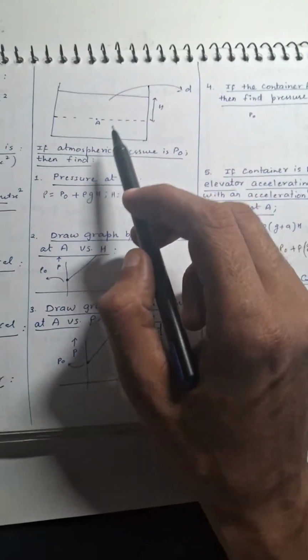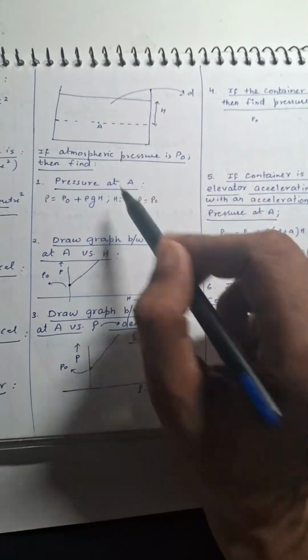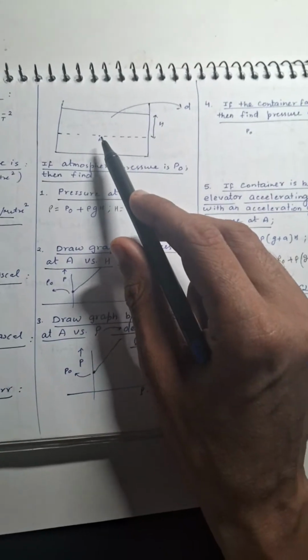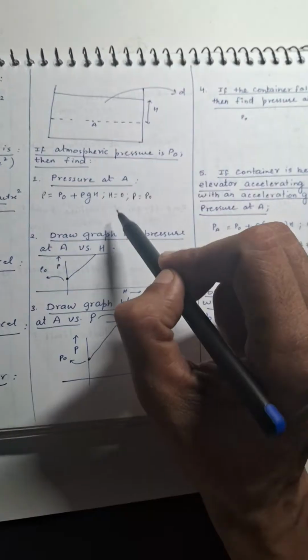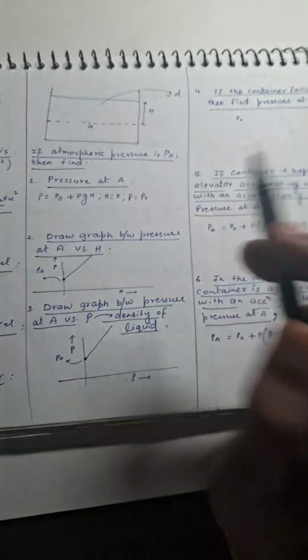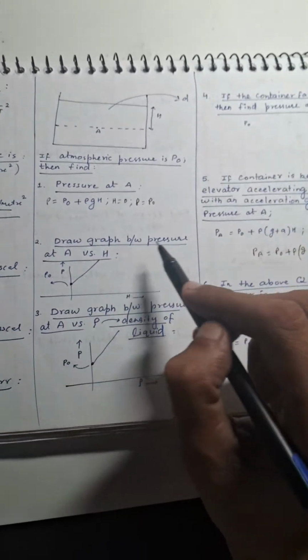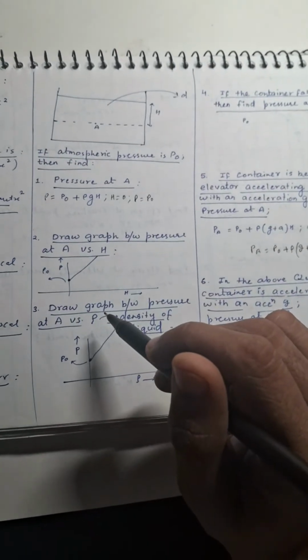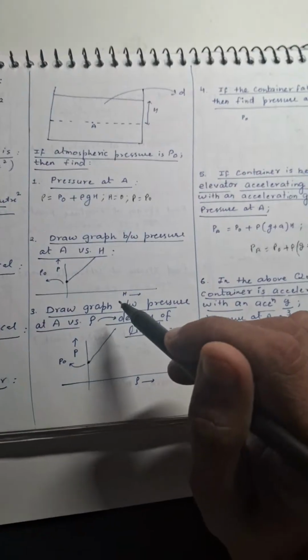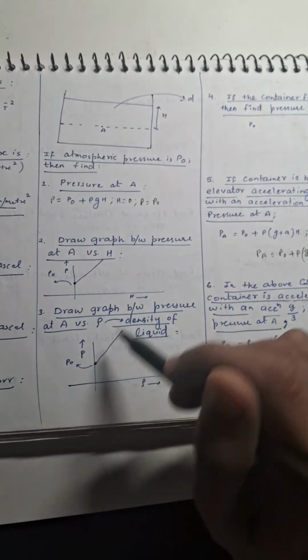Now we have another question based on calculation of pressure at various points. So pressure at A here will be P naught plus rho g h, and if height is 0, pressure will be P naught. If we see the graphical variation of pressure with height, it will be a straight line like this. Similarly, for variation of pressure with density, the graph will be a straight line also.